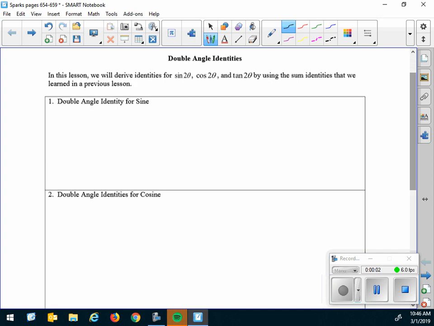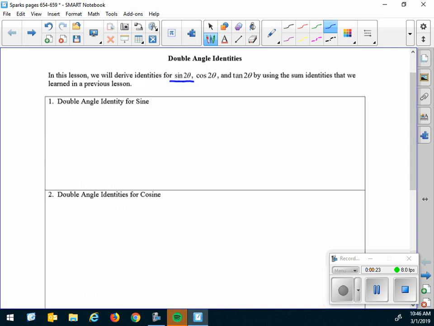This is the last set of formulas you're going to learn. And if you notice, they're called double angle identities. In this lesson, we will derive identities for sine of 2 theta, cosine of 2 theta, and tangent of 2 theta by using the sum identities that we learned in a previous lesson. Now, let me show you what I'm talking about.